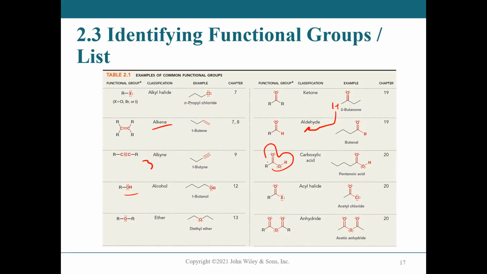Our carboxylic acid group here, it's an acid group because it can donate that proton right there. An acyl halide is this right here. And an anhydride looks like this. And they have similar chemistry as far as the reactions go. That's why they group them in functional groups.